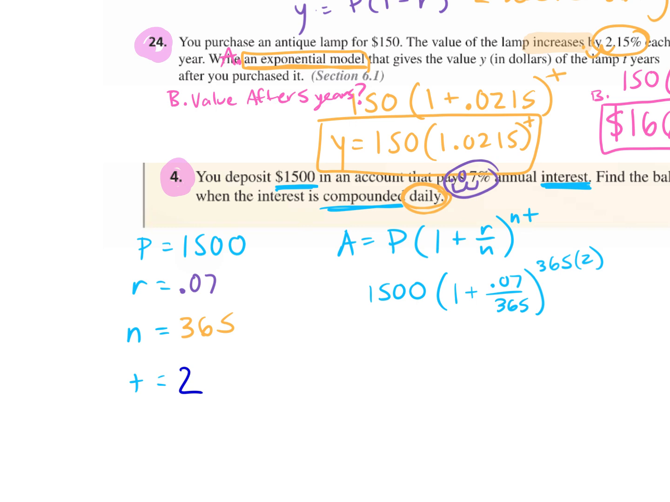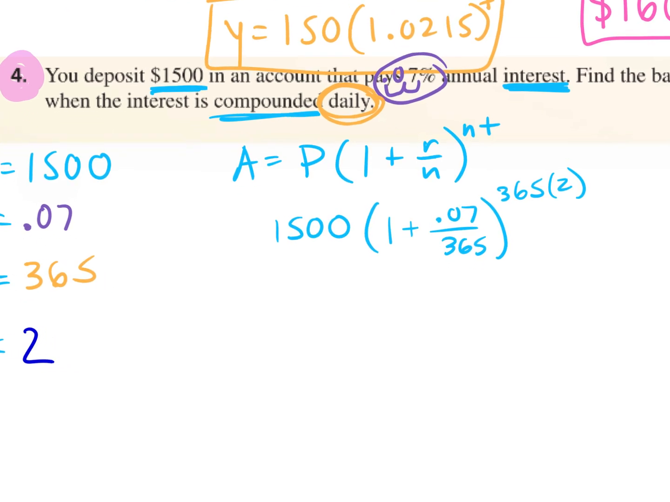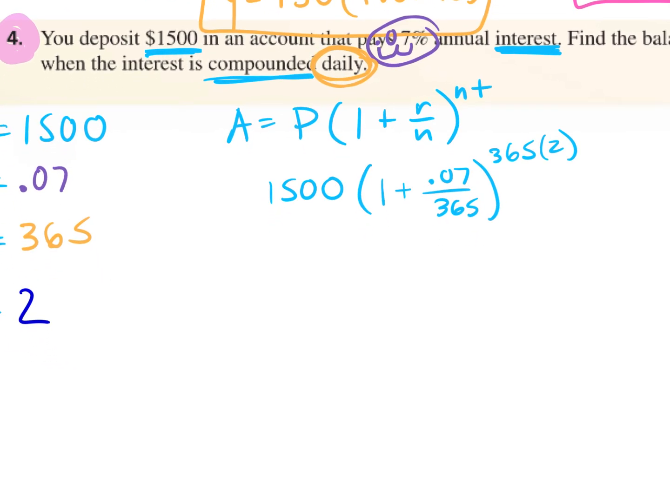So be careful here. Make sure you know how to put this in your calculator. Follow your order of operations. I'm going to do 0.07 divided by 365 first. Then plus 1, and you should get 1.000117, but just keep it in your calculator.